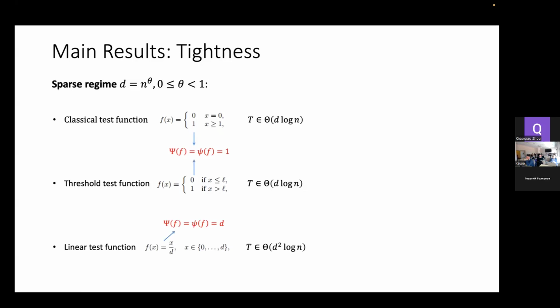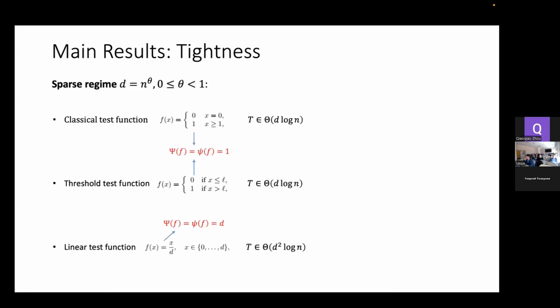And the final one is what we call the linear test functions. For linear test functions, we prove that both the upper bound and lower bound equal d squared log n. So this means that the linear test function is the worst case. It has the worst behavior because no matter what kind of test function you have, as far as it is monotone, the number of tests is always no larger than d squared log n. So you can say the linear test function is the worst kind of test function.